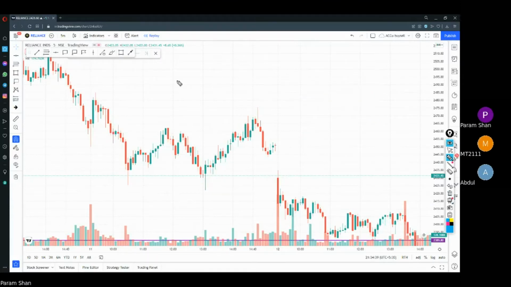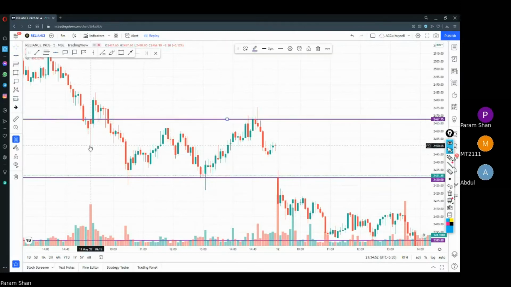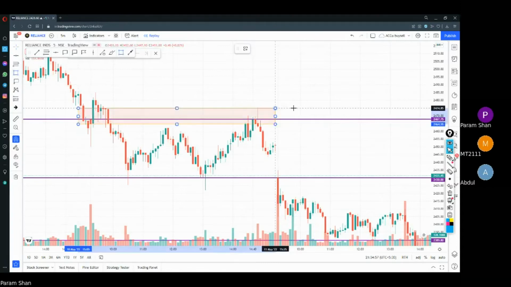So now we will mark this particular area as a support, and we will again mark this particular area as a resistance. So maybe we can have this box also given.